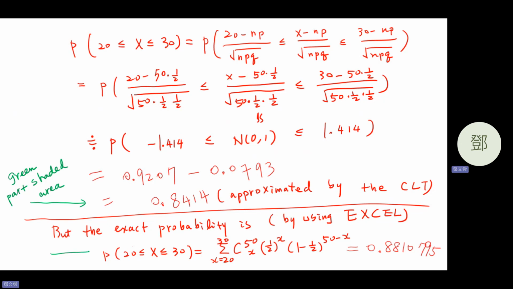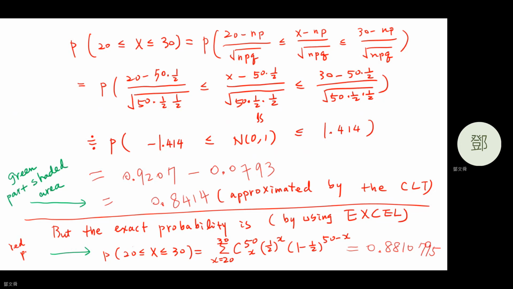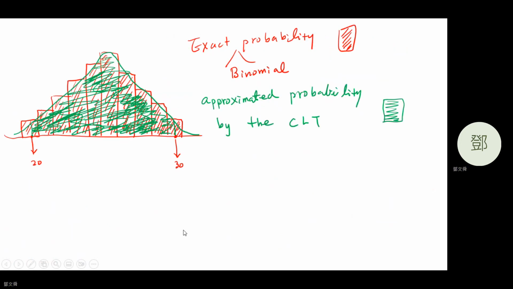Okay, this is the red part. All right, the red part area. Okay, this is the green part area. And the green part is smaller and the red part is bigger. You see that? Okay, and this is 0.88 something.